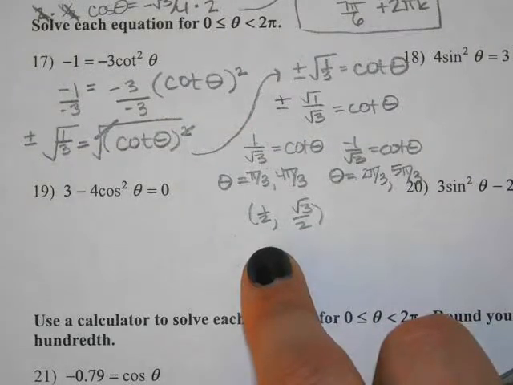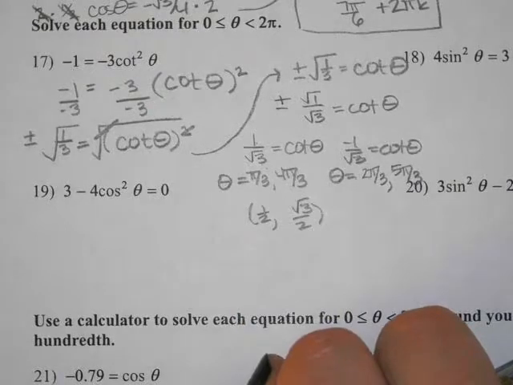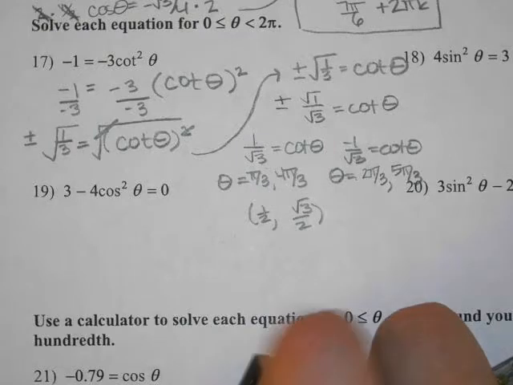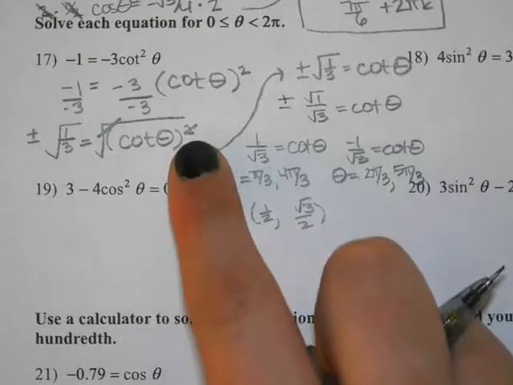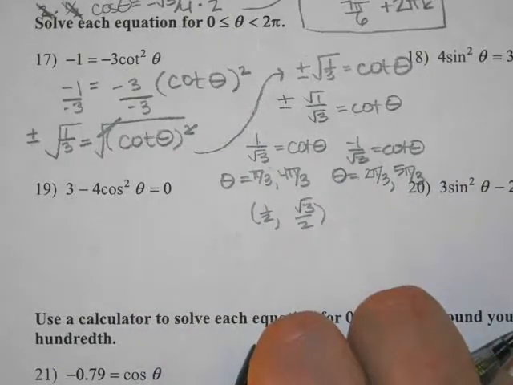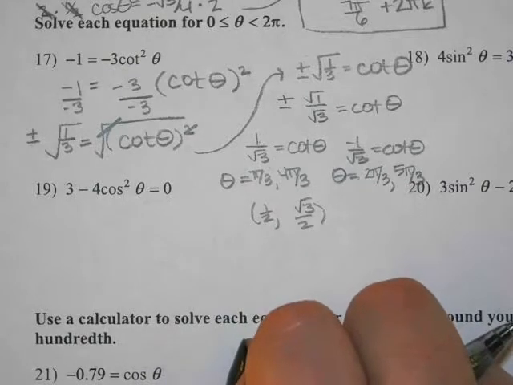Okay? Yes? When you were over here on the left side, the square root and the squared cancel out, right? The square root and the squared. All right. Go ahead and work on those.